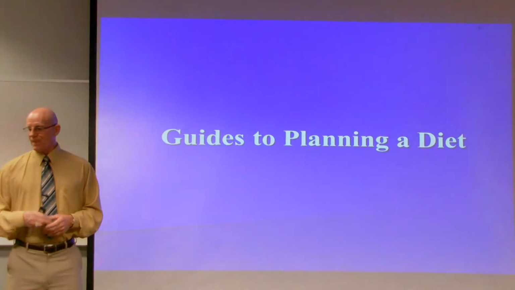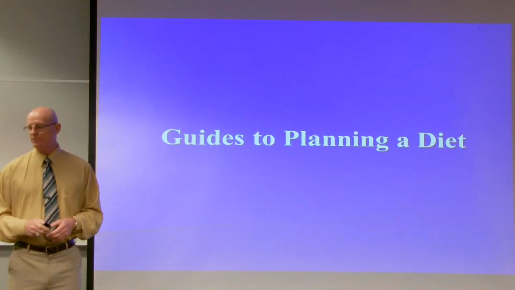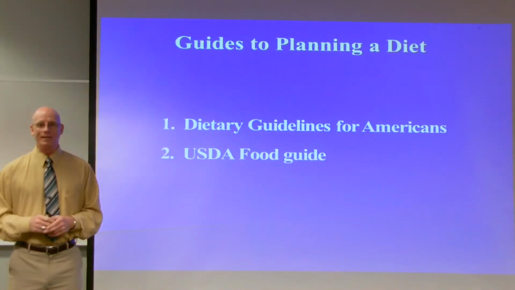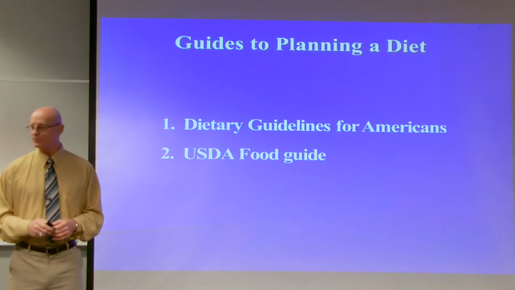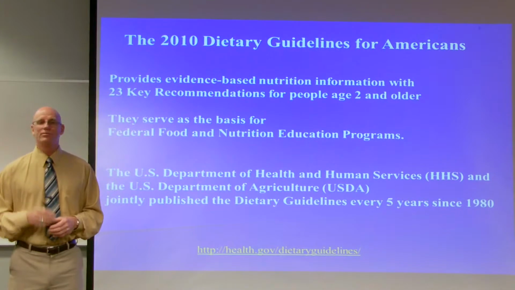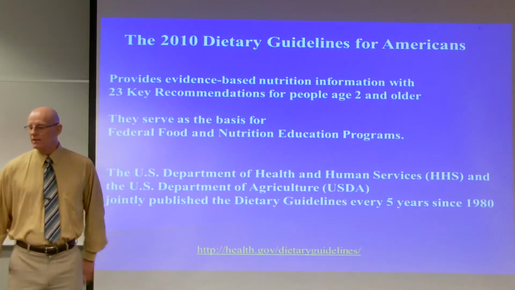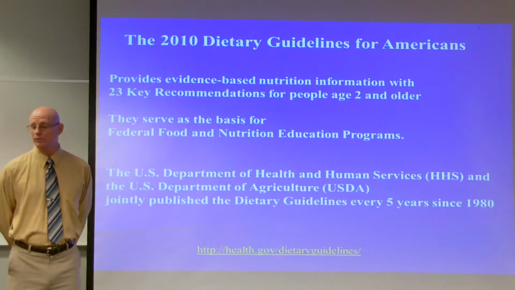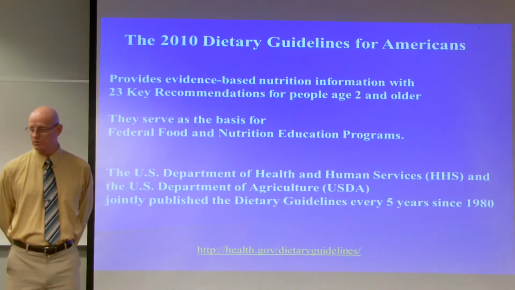So let's go into guides to planning a diet. I'm going to go over 2 guides that help you plan diets. One is the Dietary Guidelines for Americans and the other is the USDA Food Guide. The 2010 Dietary Guidelines for Americans provides evidence-based nutrition information with 23 key recommendations for people ages 2 and older. They serve as a basis for federal food and nutrition education programs.